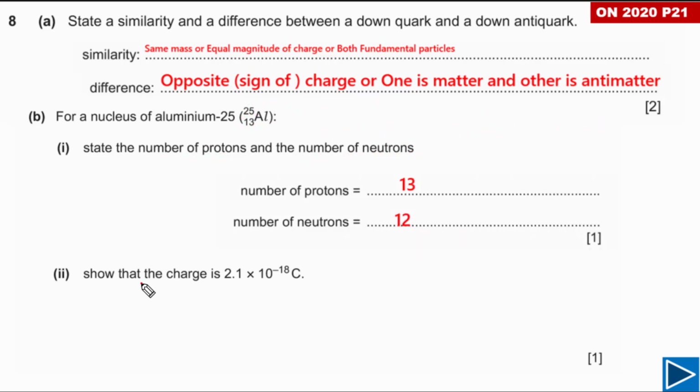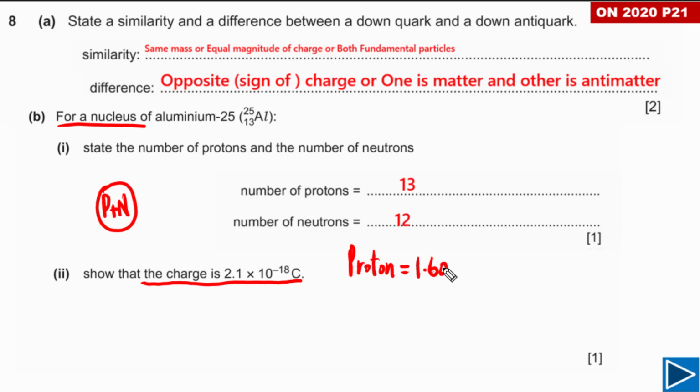The second part is asking us to show that the charge is 2.1 times 10 to the negative 18 coulombs for a nucleus. In the nucleus there are protons, and also neutrons. The charge on a proton is equal to 1.60 times 10 to the negative 19 coulombs. But the charge on a neutron is 0 coulombs, meaning it has no charge.